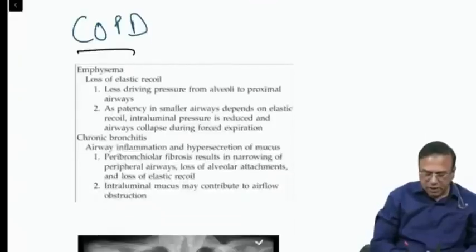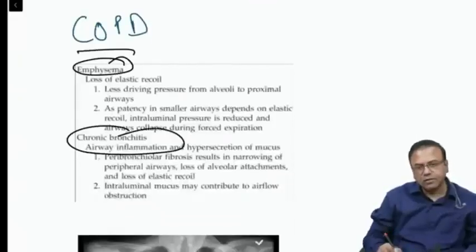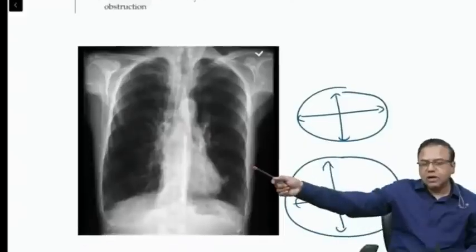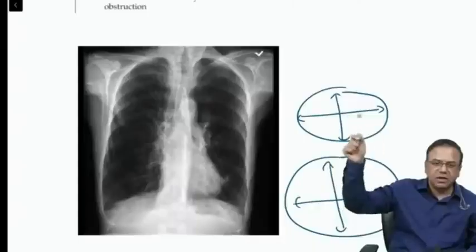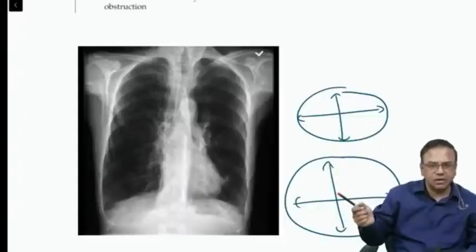In COPD, patient can have emphysema or the patient can have bronchitis. So you will see a patient having this kind of an X-ray, which is barrel-shaped chest. Okay, normally the transverse diameter should be more. Here, AP diameter starts becoming increased.